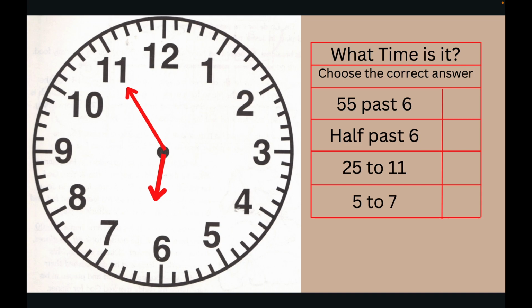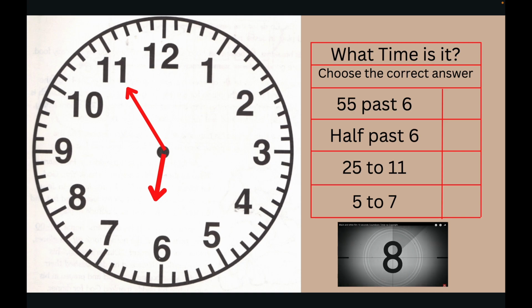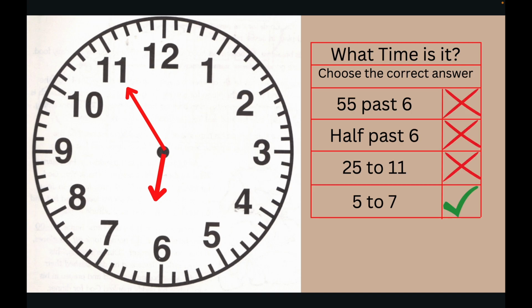Is this time 55 past 6, half past 6, 25 to 11, or 5 to 7? You have 10 seconds to correctly find the answer. Right, the correct answer was 5 to 7.